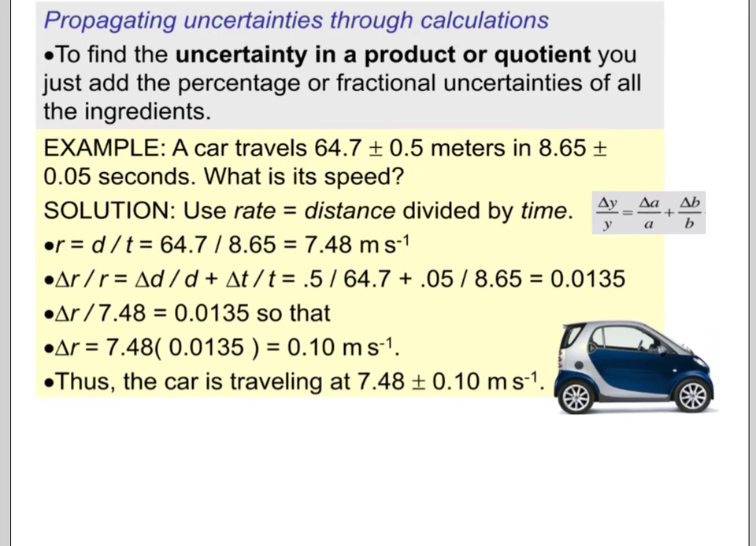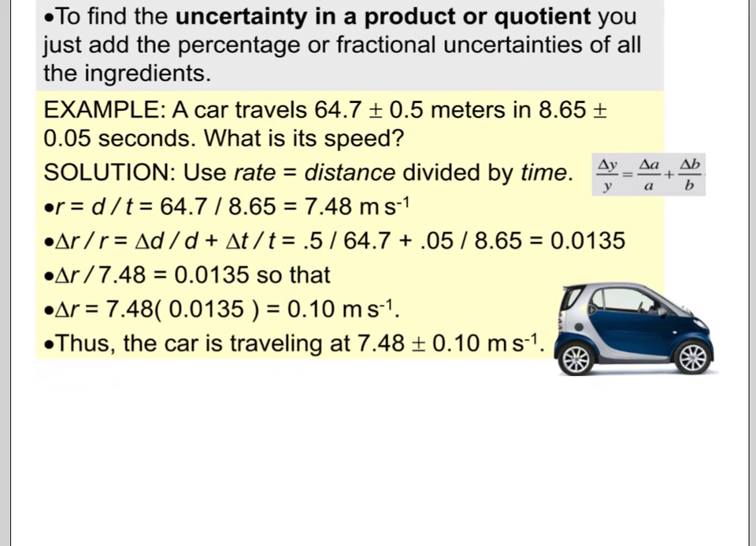Let's make sure there's some room here. So we have a car traveling 64.7 meters in 8.65 seconds. What is its speed? We're going to use v equals d over t as our relationship, so it's a quotient relationship. We take our 64.7, divide it by our 8.65. That's this piece right here. And we get 7.48 meters per second. Normally that's the easy part.